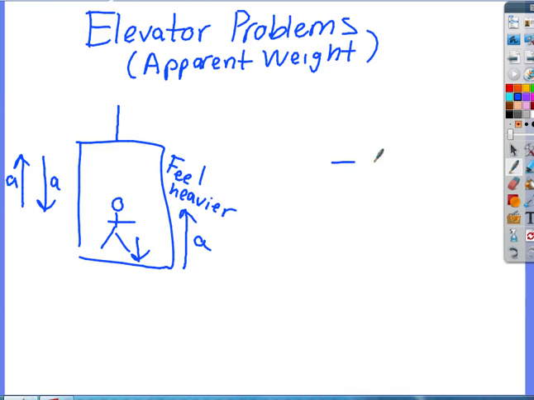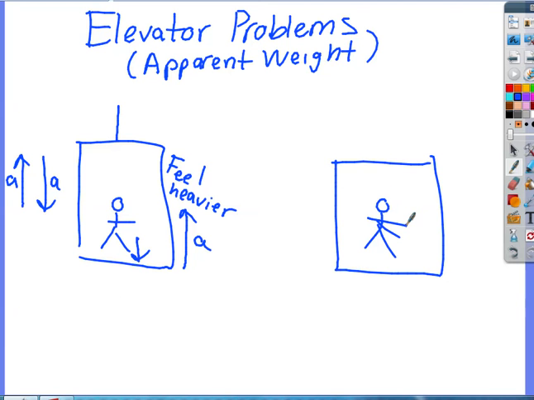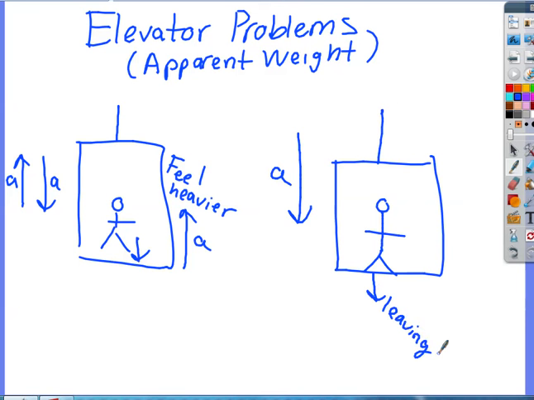On the other hand, if you're in the elevator and you're about to go down, I'll draw that guy again here. As the elevator goes down, supposedly connected to the cable, we don't want it to be completely falling. But as it goes down, you actually feel a little bit lighter. The ground is leaving you. It's actually falling faster than you, and you will feel lighter. So when it accelerates up, it feels heavier. As it accelerates down, you'll feel a little bit lighter.